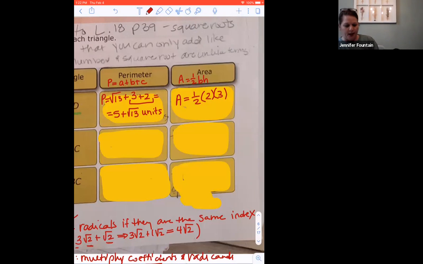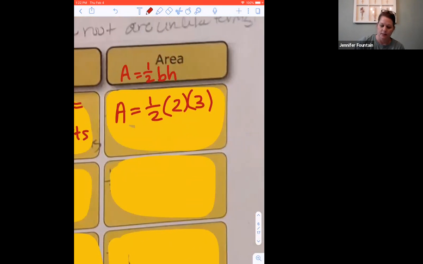Sorry. Okay, so y'all can see I went ahead and put area equals 1/2 base times height. Our base was 2, the height was 3. So 1/2 times 2 times 3. 2 times 3 is 6. Half of that is 3. So we'll put 3 units squared. Any questions?